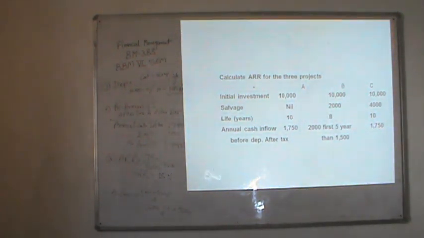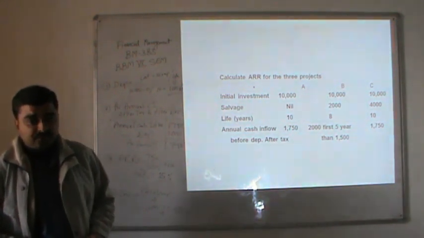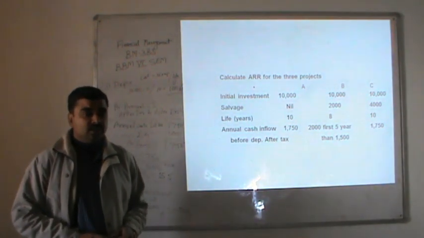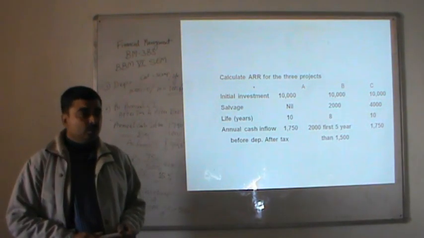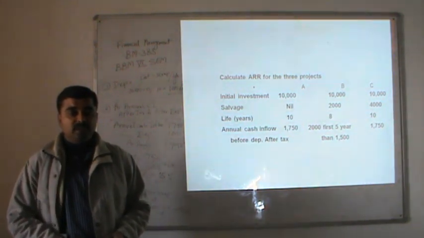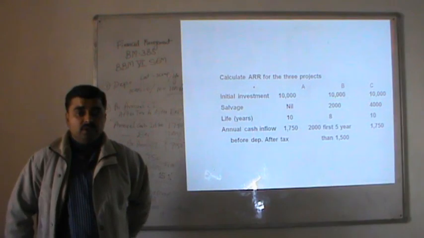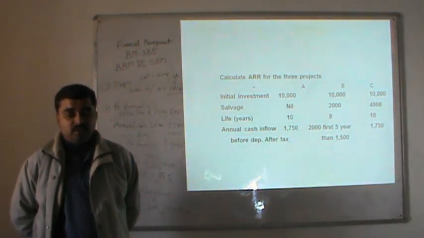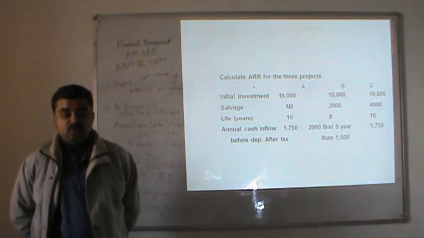Similarly, if we have different years, like in question B, 2000 for the first 5 years and then 1500, we will separately calculate the cash inflows only, and the rest of the question will remain the same. So this will be the second method, ARR. Now in the next class we start with the discounting technique, in which we will use various tables, most probably the present value table, and with the help of the present value we will use the discounted method and solve the questions. So thank you.